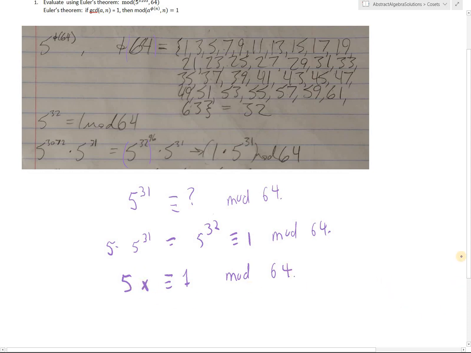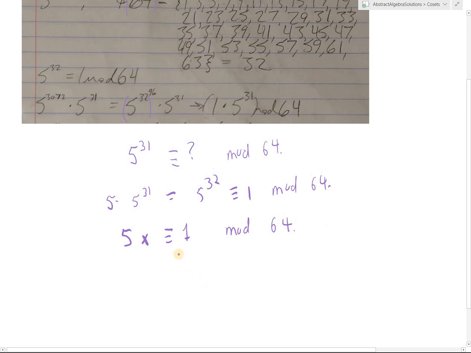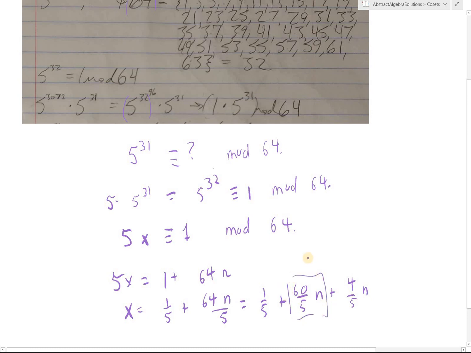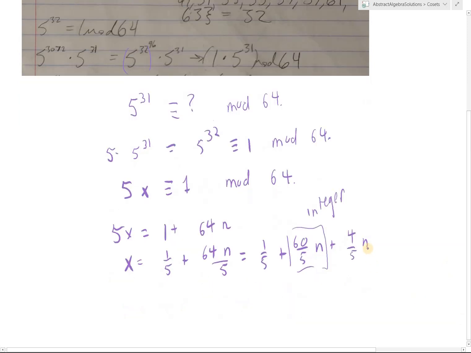Okay. Now you could do this by trial and error, or you can use the method that we talked about in number theory. We have 5x equals 1 plus 64 times n. Then we divide both sides by 5. We get x equals 1/5 plus 64n over 5. Now we can write this as 1/5 plus 60 over 5 n plus 4 over 5 n. Now 60 over 5 is a whole number, it's 12. So in order to make x a whole number, I need to choose a value of n which gives me a whole number here.